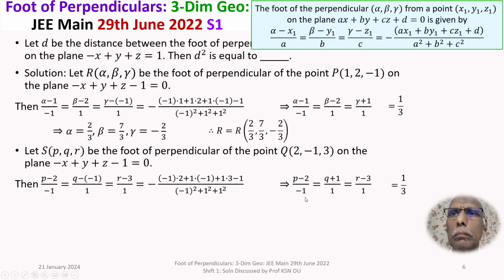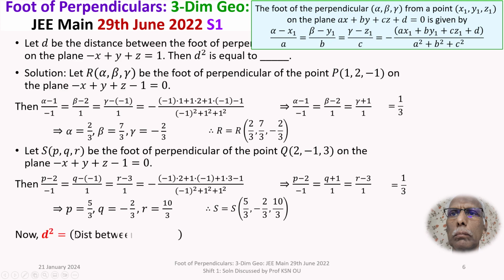Then p minus 2 is equal to -1 by 3, so p will be 2 minus 1 by 3, that is 5 by 3. Similarly, q is -2 by 3, r is 10 by 3. Then the coordinates of S are (5 by 3, -2 by 3, 10 by 3). Thus, the feet of the perpendiculars from P and Q are R and S, and the distance between them is given to be D. Required to find D square.